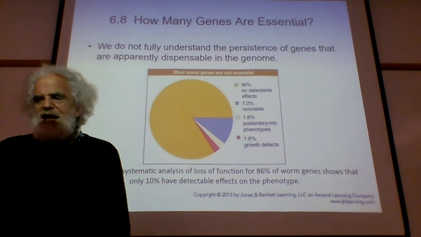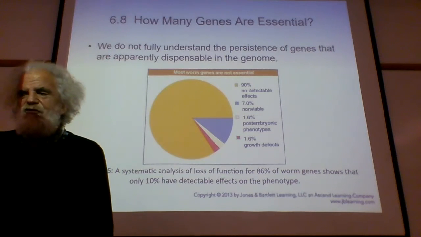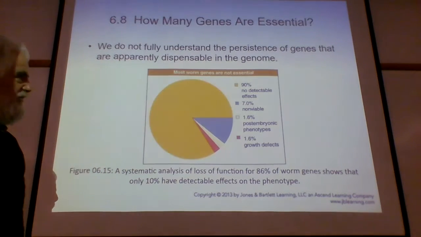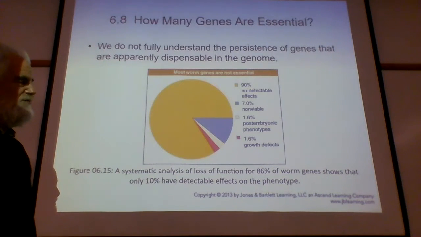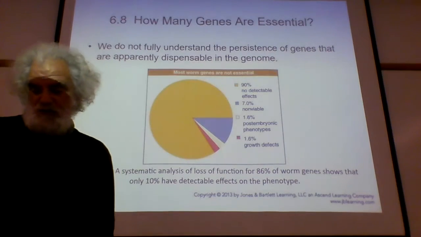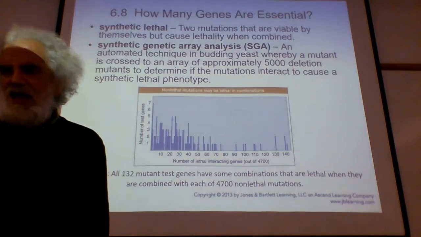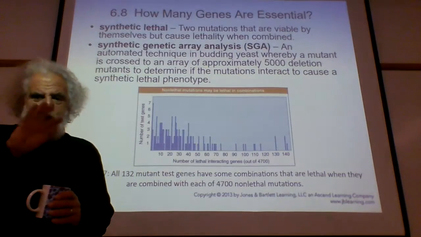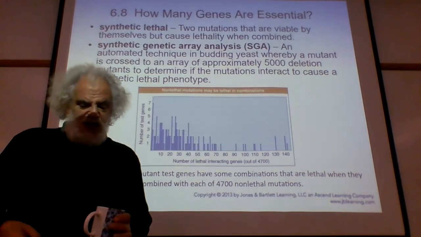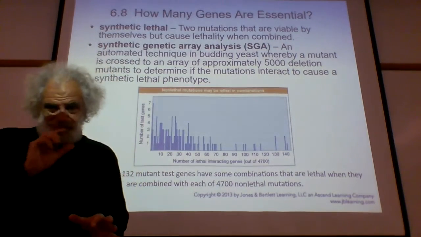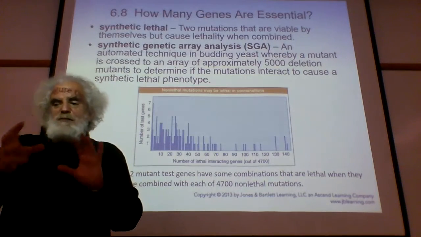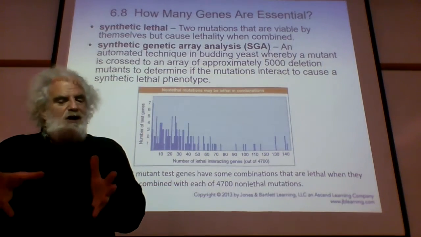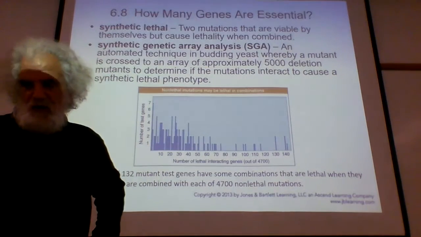We don't really understand why there are genes that are apparently dispensable but still remain in the genome. We have a whole bunch of genes that actually have no detectable effects, and this is just part of the evolutionary process. To understand how many genes are essential, lots of different experiments have been done, particularly in flies, where you identify lethal mutations. It turns out that there are combinations of mutations that by themselves are not lethal, but when combined with others, they are. This just increases the complexity of the way genomes work.